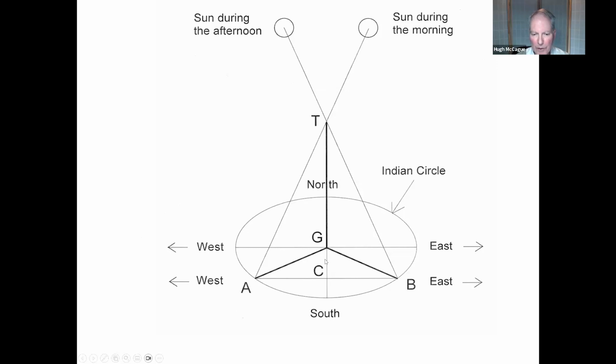G is the base of the gnomon, the vertical pole. C is where it's at its shortest, that's solar noon. And then it would start to lengthen again, and it would then exit here at B, and would continue on its way, its shadow, towards the sunset in the west. Now that point A and B, if you join the line with them, they'll actually give you the east-west axis.